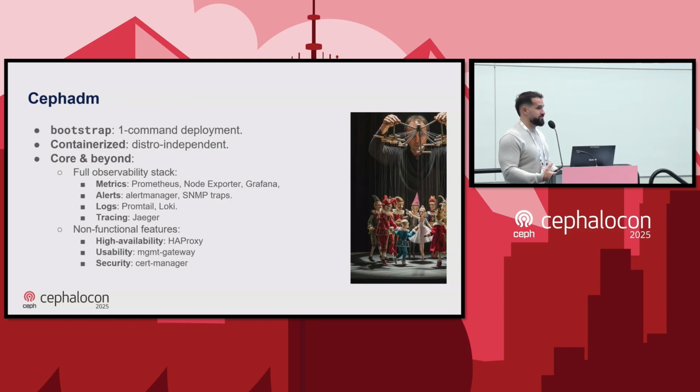Cephadm, well, I hope that you are all familiar with it, has basically reduced the process of deploying Ceph to a single command. It's containerized, which also simplifies the issues with the distros, and it also provides extra non-functional requirements, like a full observability stack. So you get your Prometheus, alerts, metrics, logs. We also have centralized log collection. Tracing is also deployed for RGW, and other non-functional features like HA proxy, the management gateway, and cert managers. But there will be talks to cover this tomorrow.